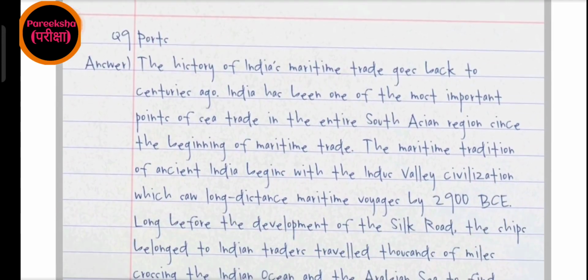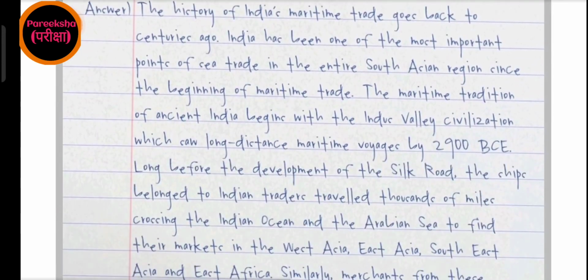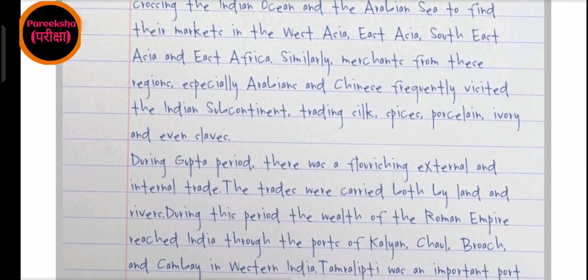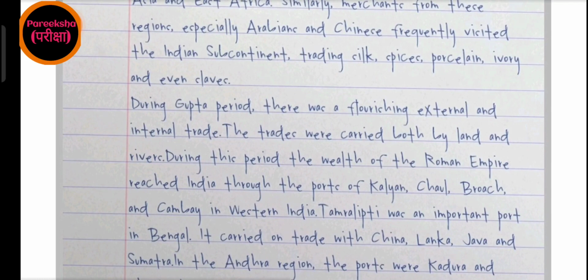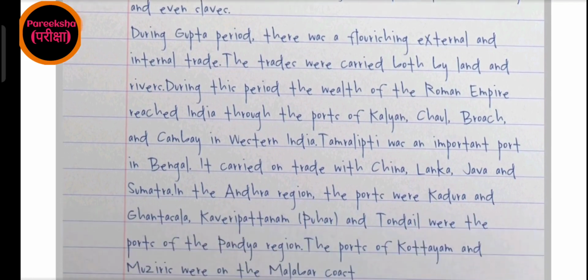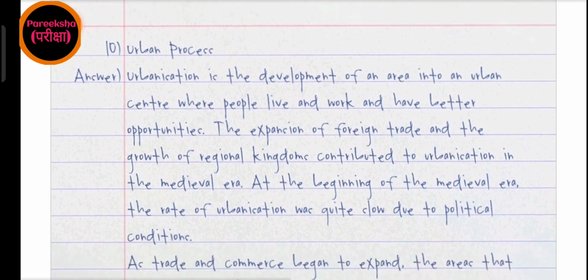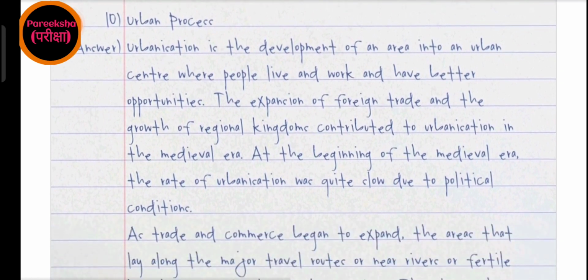Question 9 is port. The history of Indian maritime trade goes back centuries. During the Gupta period, there was also flourishing external and internal trade. Then the last question is question number 10, urban process. Urbanization is the development of an area into an urban center where people live and work and have better opportunities. The expansion of foreign trade and growth of regional kingdoms contributed to urbanization in the medieval era.